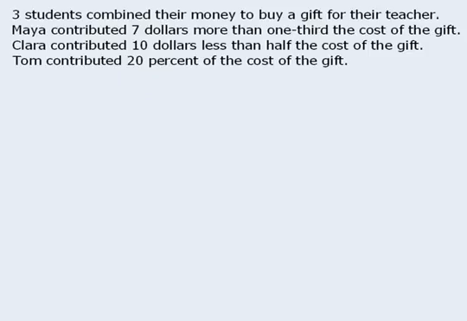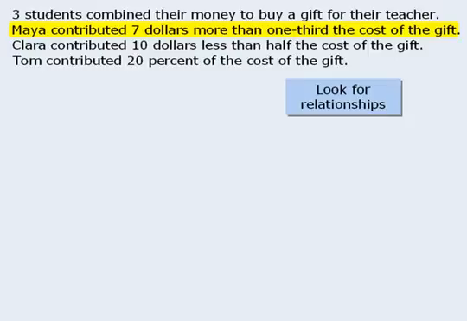In this question, it is unclear how we might assign variables. Now before we begin assigning variables, we should examine the question and look for any relationships that exist between the values. For this question, we should recognize that each person's contribution is related to the cost of the gift. Maya contributed $7 more than 1/3 the cost of the gift. Clara contributed $10 less than half the cost of the gift. And Tom contributed 20% of the cost of the gift.